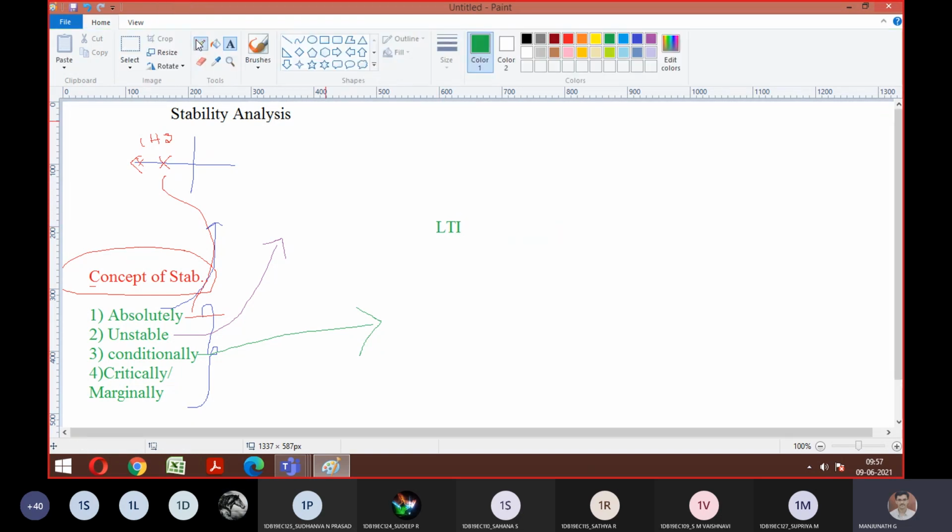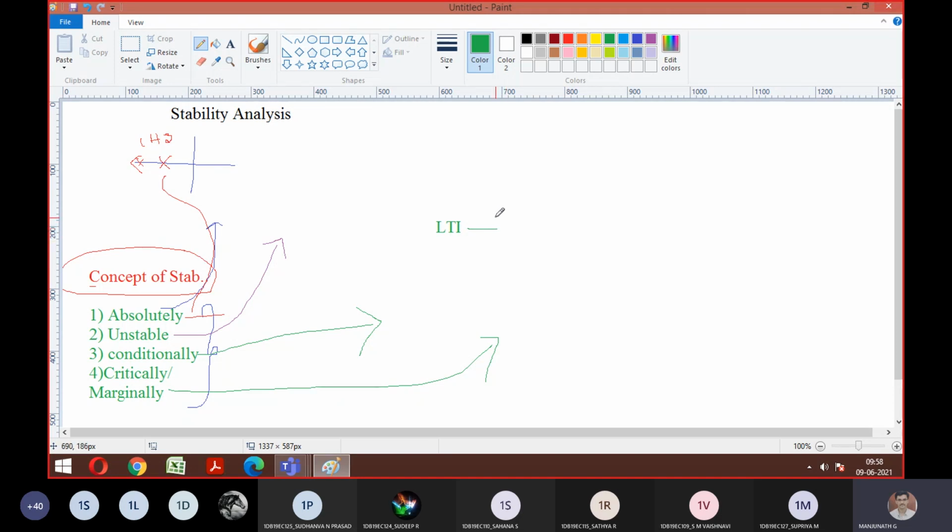So we'll move on to the last category then. We'll try to wind this up. The last one is marginally or critically stable. Just add the words now: marginally or critically stable. Add a definition, guys. An LTI system is said to be critically or marginally stable.